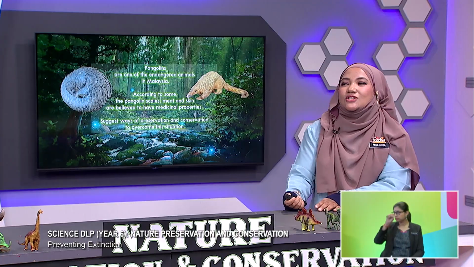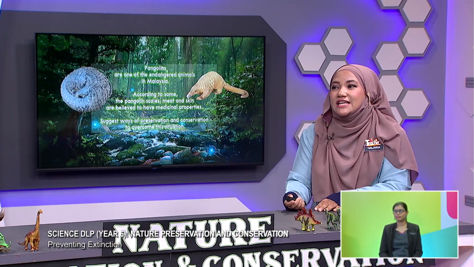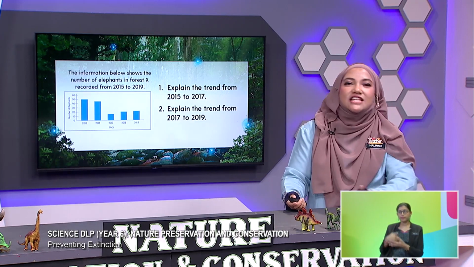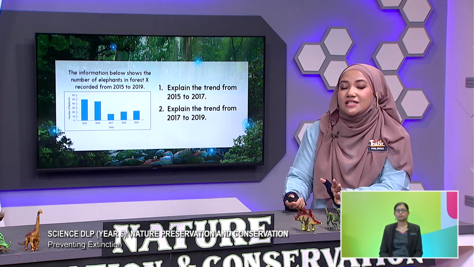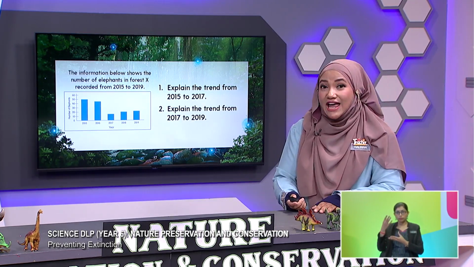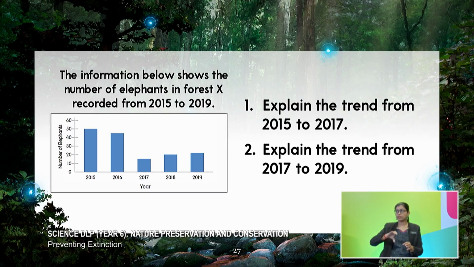Okay, so the next question is about data. Nowadays everything is about data. So this is an example of data, information on the number of elephants found in one forest. Just call it Forest X. Recorded from the year 2015 to 2019.